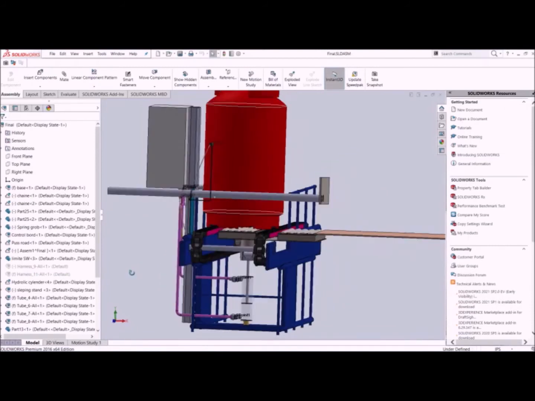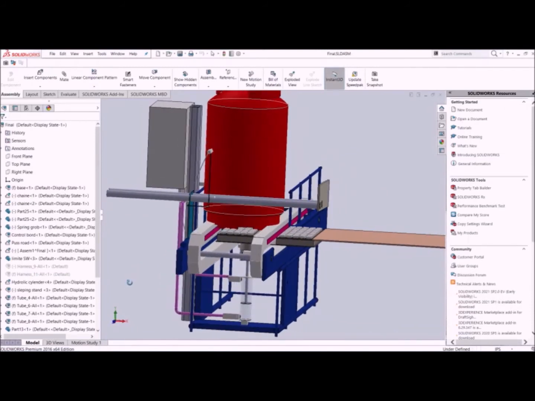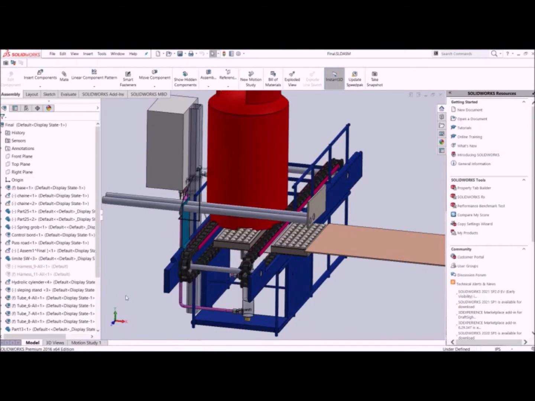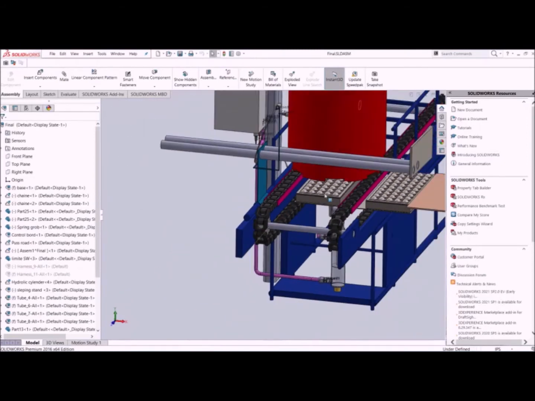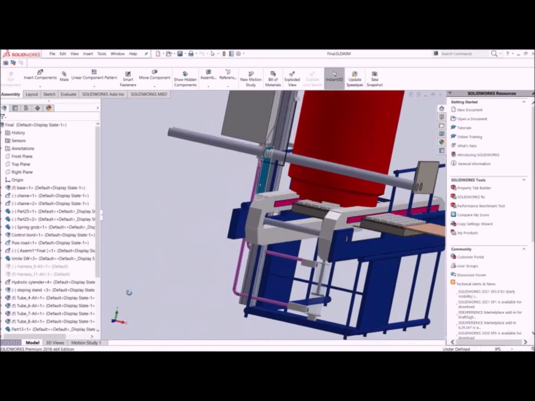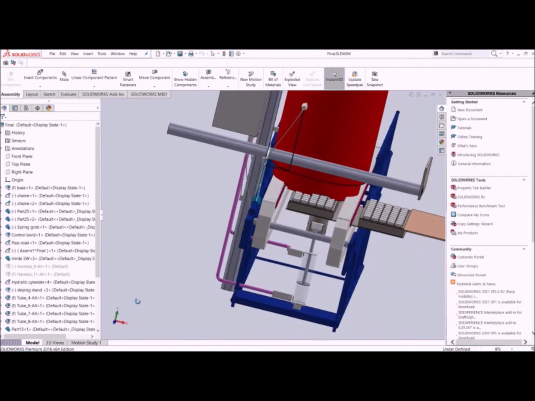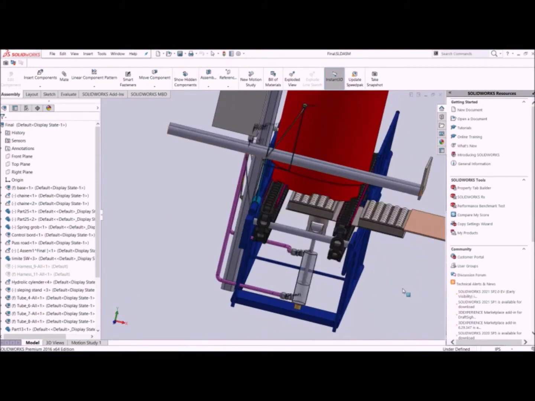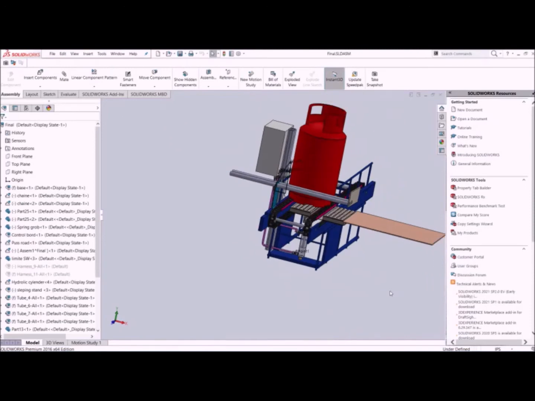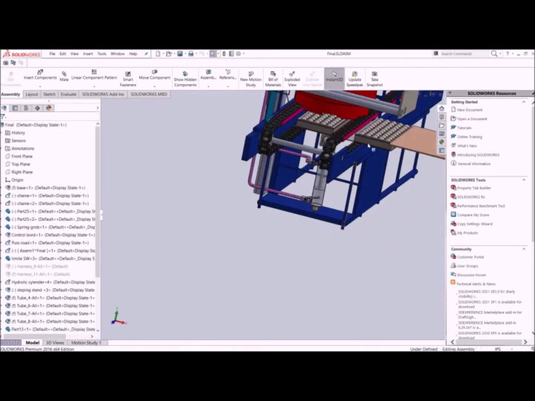This is my final design. Before I explain the working of this machine, first of all I will introduce all the parts. This is the carousel scale plate, and this is what I call the sliding stand. And this is the cylinder, and this is the puller.